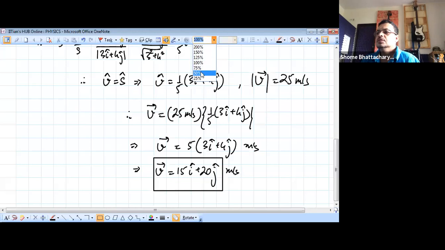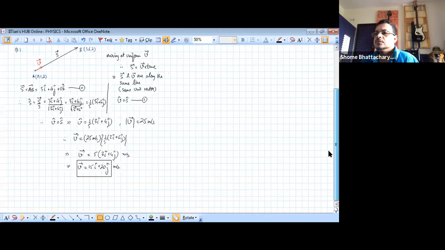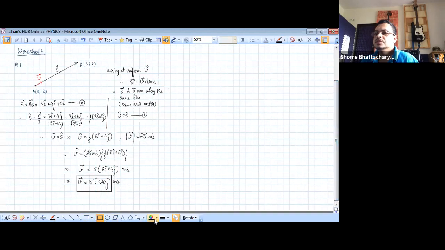Okay, so I hope this question is clear. Here we are making use of two important concepts. First, any vector can be written as its magnitude multiplied by its own unit vector. So over here we have made use of the fact that the velocity vector is its magnitude multiplied by its unit vector. This is coming from the fact that the unit vector is defined as a vector divided by its own magnitude, so we do the reverse of that. This is one thing we are making use of.